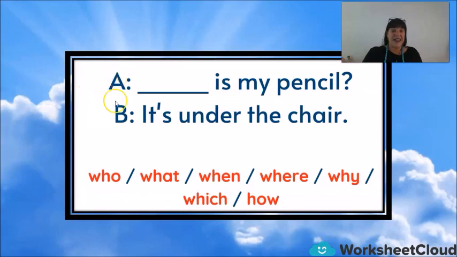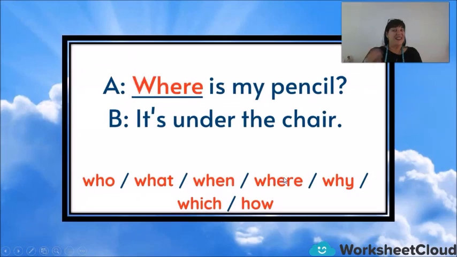The question is by A and the answer is by B. Where is my pencil? B says it's under the chair. So who, what, when, where or why, which or how? Where is my pencil? That's right. Where is my pencil? It's under the chair.